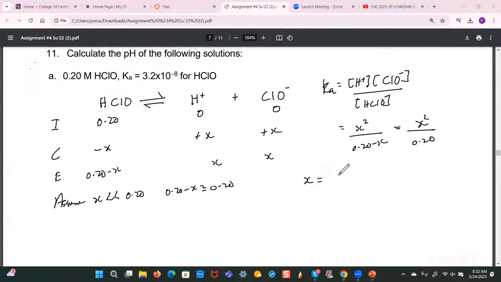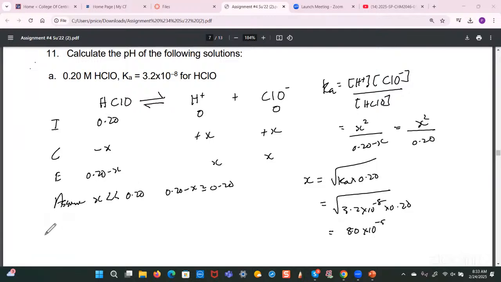So X is going to be equal to the square root of Ka times 0.20, and Ka is equal to 3.2 times 10 to the minus 8 times 0.20. Then we do our number crunching, 3.2 times 10 to the minus 8 times 0.2, and find the square root. Please correct me if I'm wrong, but the answer I got is 8.0 times 10 to the minus 5. All right, and then what do we do next, if you remember?